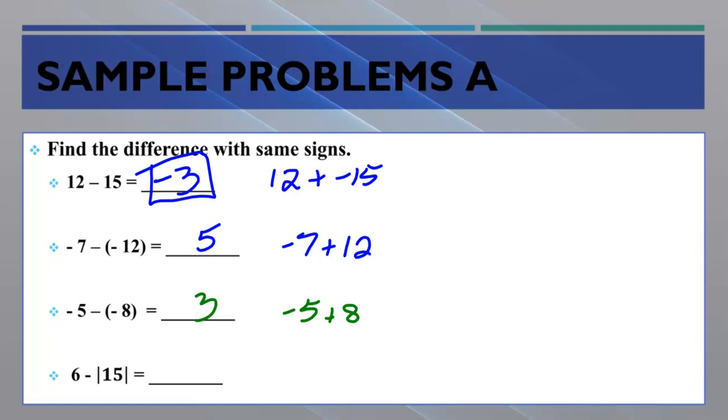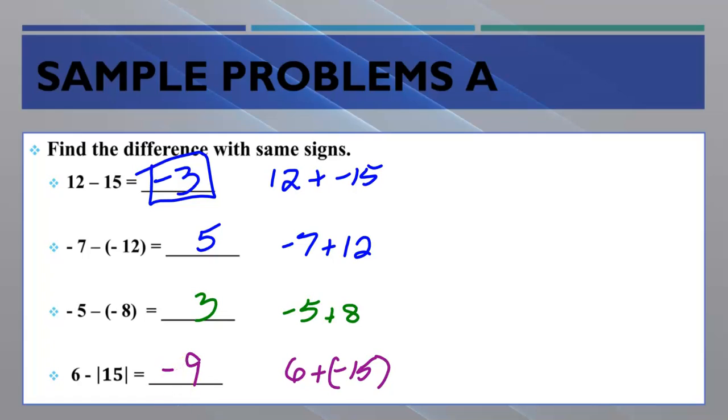And our last one, we got 6 minus, so I'm going to change that to an addition, so that's plus. The absolute value of 15 is 15, so that means the opposite of 15 is a negative 15. Since the signs are different, I subtract them, so 15 minus 6 is 9. 15 is bigger than 9, so 15 has a negative, so my answer has to have a negative.